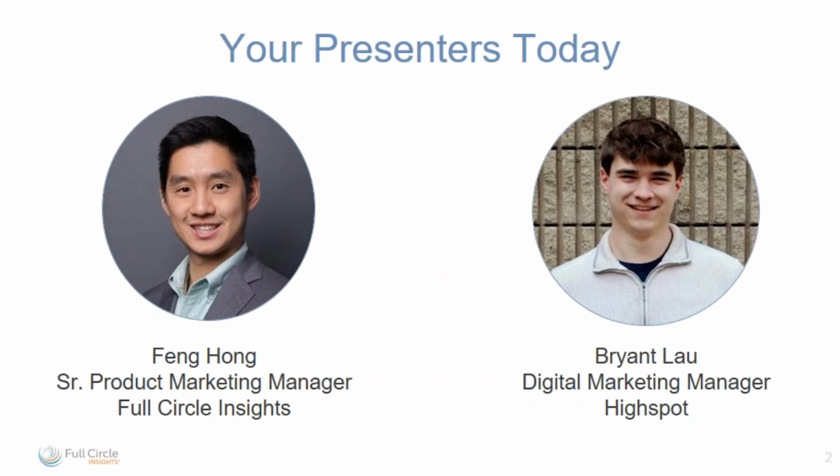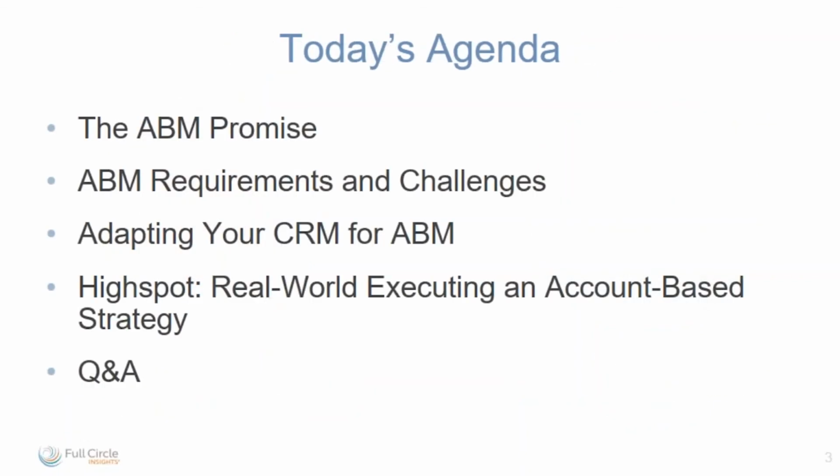Okay. So I'm going to be starting off with telling you what today's agenda is so that you get a view of what we're going to be talking about. I'm going to start off with ABM, what the promise is. We all know that we've been hearing about ABM. It's been a hot trend. But I want to go over what we're supposed to get out of ABM. And then I want to go into the requirements and the challenges that actually implementing ABM presents. And then next I'm going to go into adapting your CRM for ABM to make that work for you and how to execute on that and what that looks like when your CRM is ready for ABM. And finally, I'm going to pass it over to Bryant Lau at Highspot, and he's going to be describing in a real-world example how he and his team executed on an account-based strategy. And finally, I'm going to leave some time for Q&A.